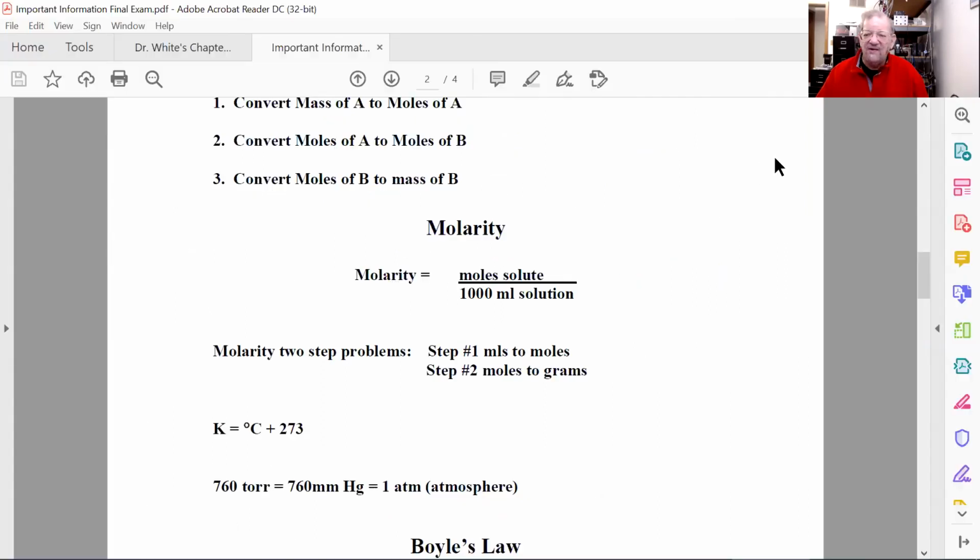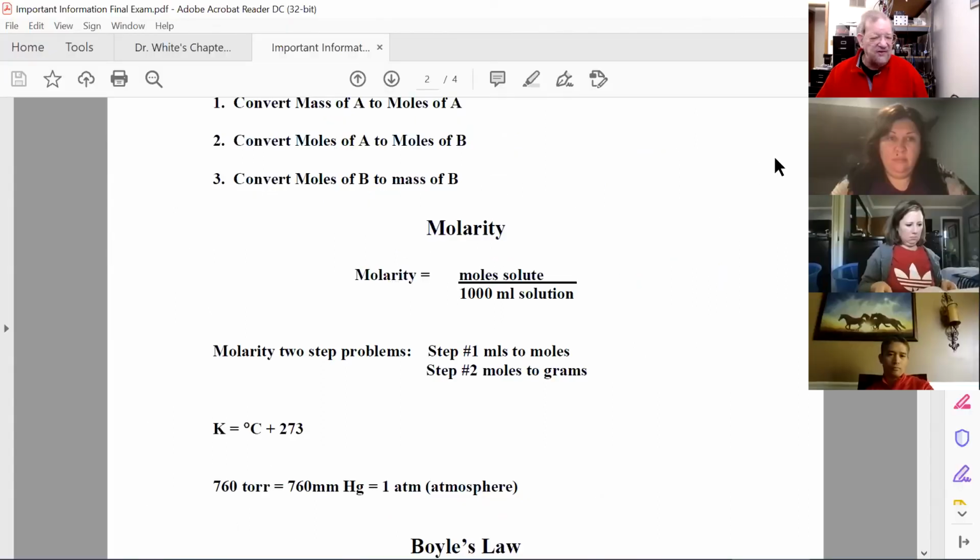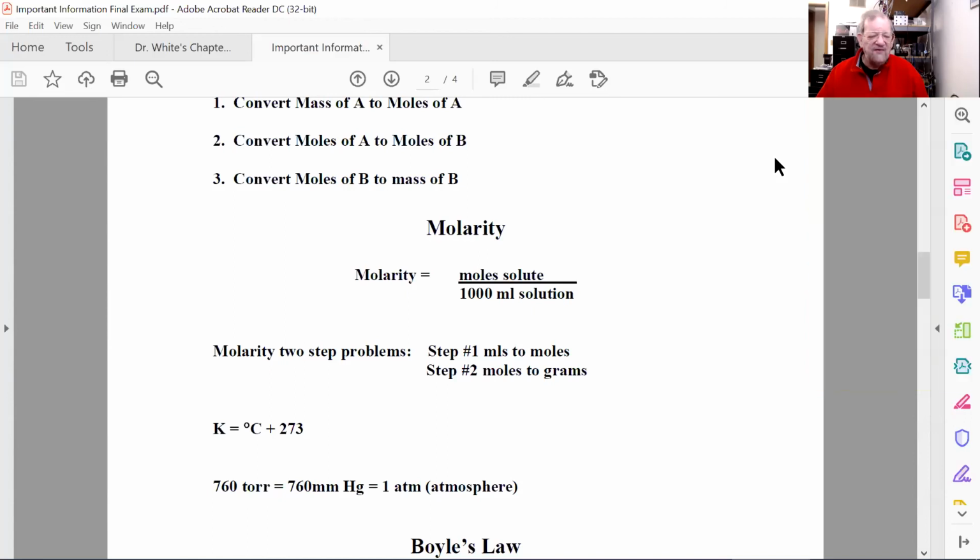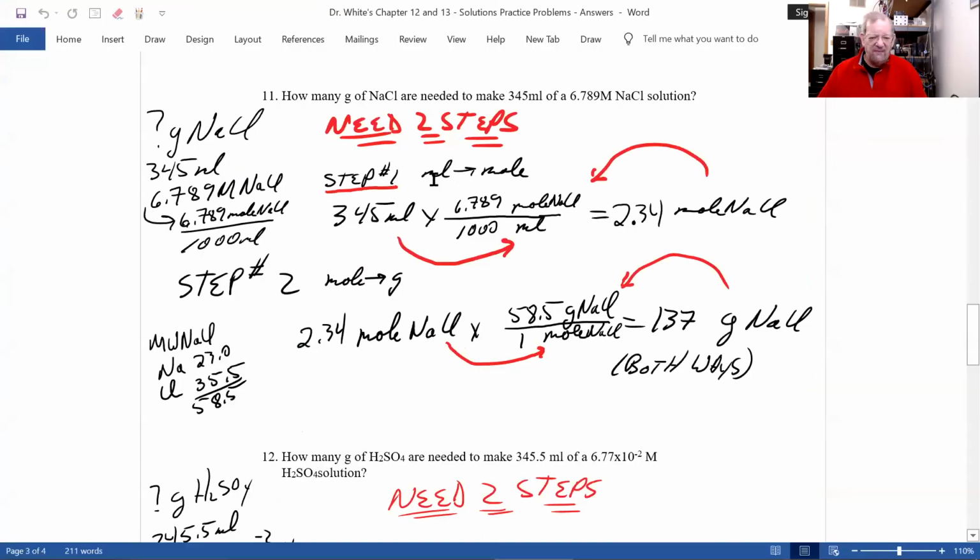Does everybody see the 2 steps on there? If you go to important information, final exam, molarity 2-step problem: milliliters to moles, step 1, moles to grams, step 2. I can do that, and I did. Step 1, milliliters to moles. I have these many milliliters, and I'm trying to get to moles.